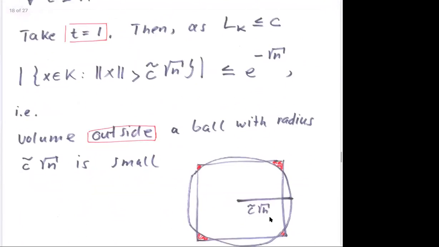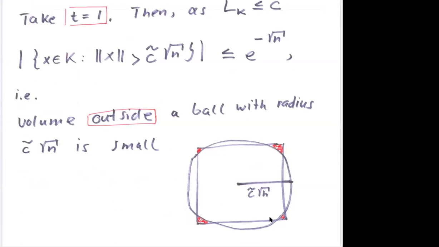If we draw a picture, here is our convex body, and here is our ball with radius C twiddle root n. What this estimate says is that the volume that is outside this ball with radius C twiddle root n, but still in K, this red set that I have indicated, is small. That is what this estimate says.